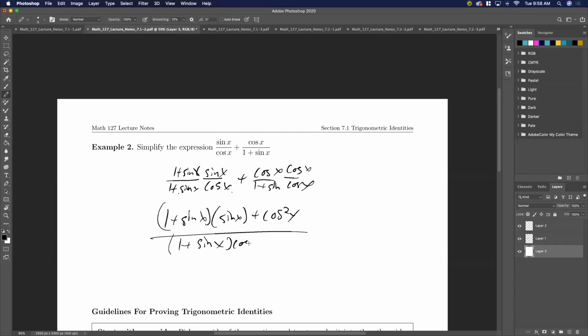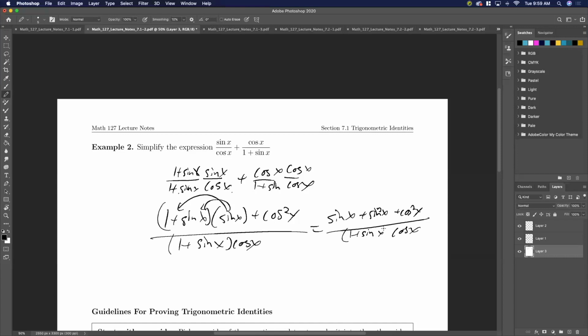All right, at this point, let's see if we can simplify the top a little bit. So I'll go ahead and distribute. That'll give me sine of x, plus sine squared x, plus cosine squared x, all over 1 plus sine of x times cosine of x.